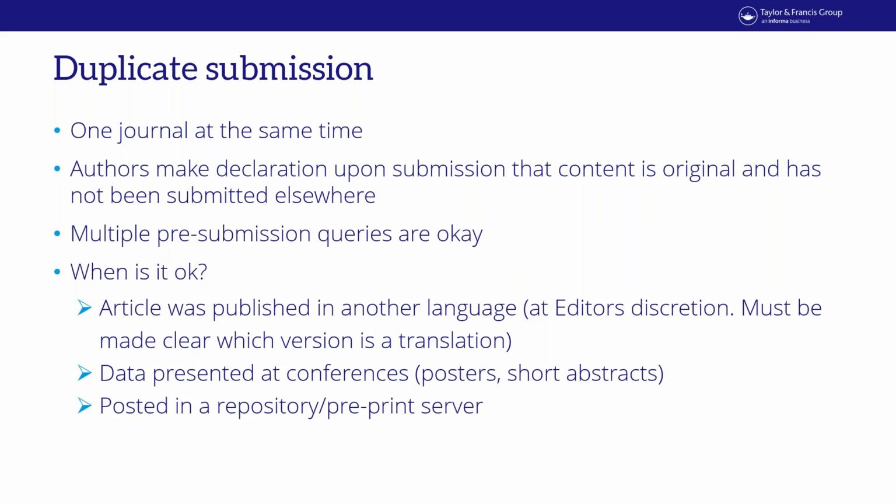Similarly, with data presented at conferences, it's not unusual to publish an article that is based on content presented at conferences. Just make sure to clearly state that the data or an earlier version of the paper was presented at the conference. And then preprint servers are no longer an issue for most journals. Again, you want to cite the original publication in your paper, let the editor know that a version of the paper can be found in an archive or repository, and then you want to provide a link.